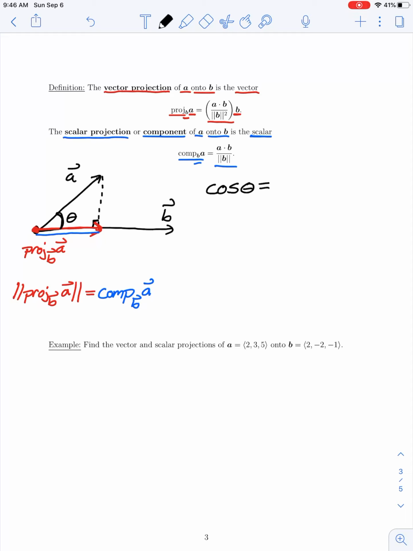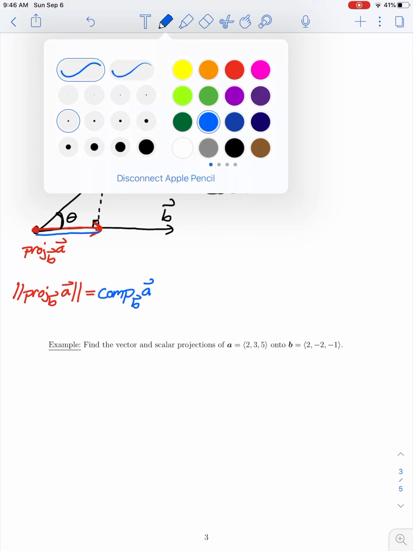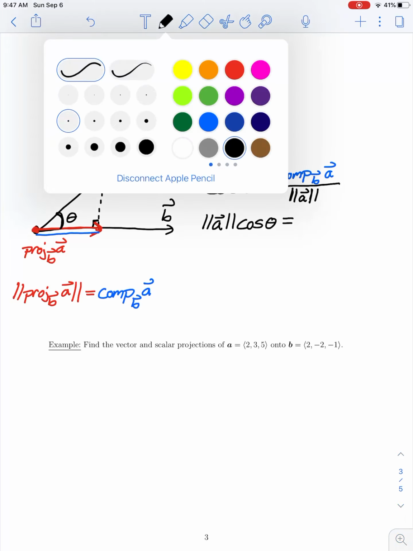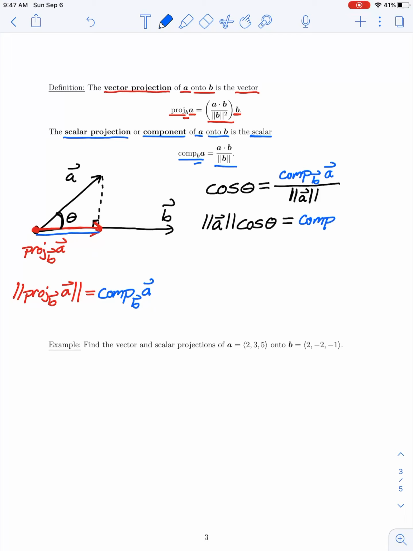So cosine of theta is going to be given by the ratio of the length of this adjacent side, which is what we're interested in, the component of A onto the vector B, divided by the length of the hypotenuse of this triangle, which would be the magnitude or length of that vector A. So we can multiply both sides of this equation by the magnitude of A, and we would have the component of A onto B as the magnitude of A times cosine of the angle between those vectors.